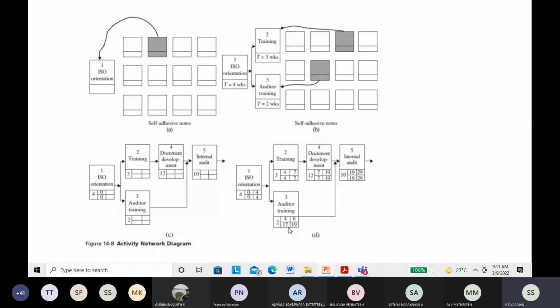Whereas in this case, you see there is a difference. This will take 2 hours. Auditor training can start after 4 weeks only, and it won't take 2 hours, 6 hours. So this is the early start. But since this 19th is after that only, these activities are to be considered. This has to be served. So the late start is 17. Instead of 4, we can start at 17 also. Nothing is going to happen.